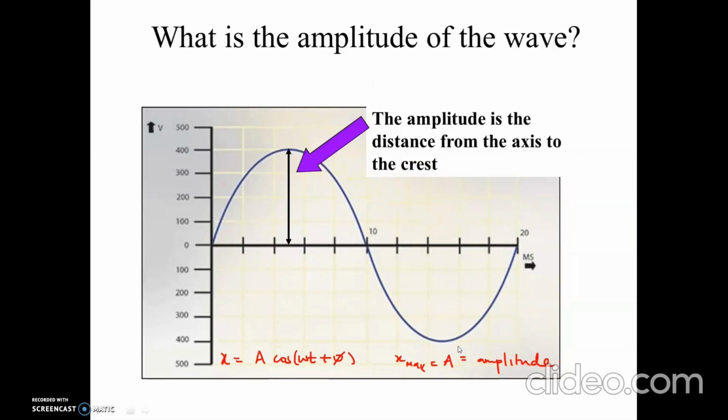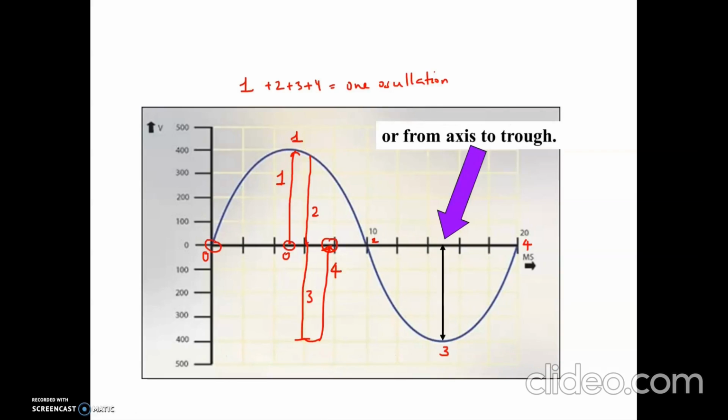The amplitude of displacement is basically the distance from this axis at the center to the crest, and similarly you can take the displacement from the axis to the negative side. Again you will have the value for the maximum displacement.